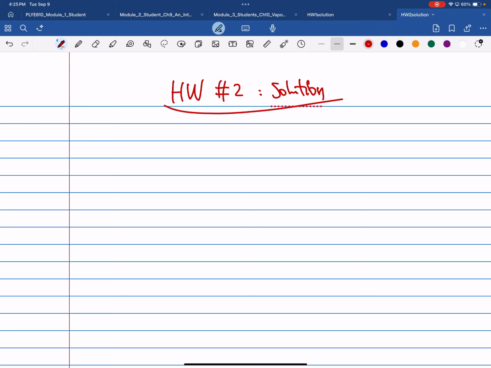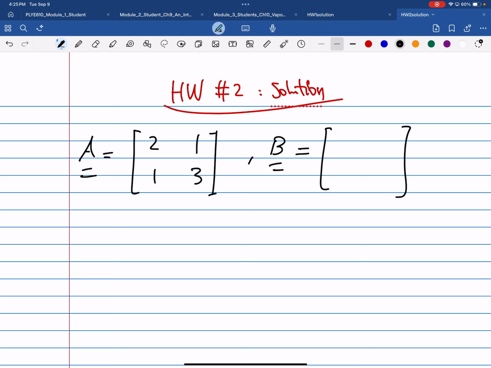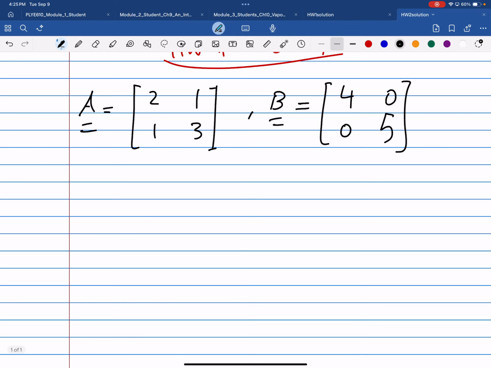We have a couple of tensors, A and B. A is represented by a matrix like 2, 1, 1, 3, so it is a two-dimensional tensor. B is represented by a matrix again, 4, 0, 0, 5. Both of them are symmetric. So we want to do this: A double dot B.